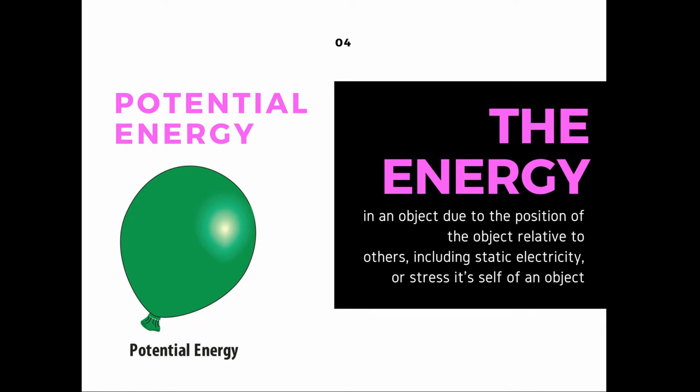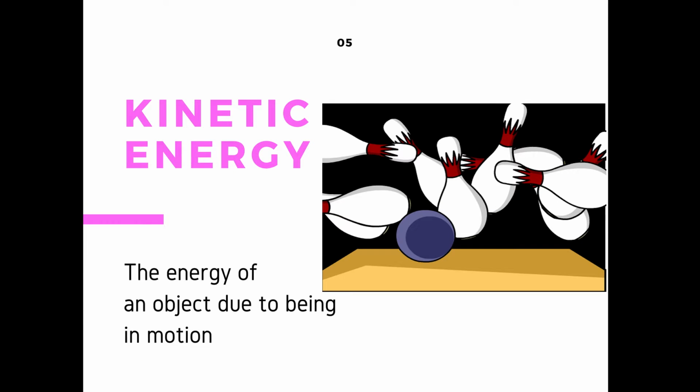Potential energy is the energy of an object due to the position of the object relative to others, including static electricity or stress itself of an object. On the other hand, kinetic energy is the energy of an object due to being in motion.